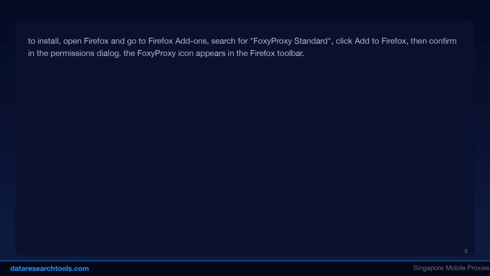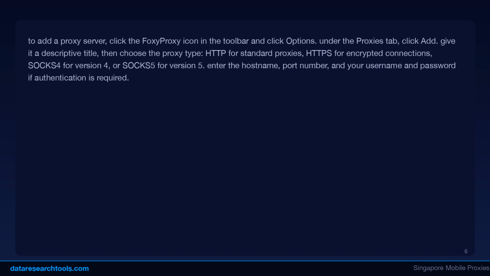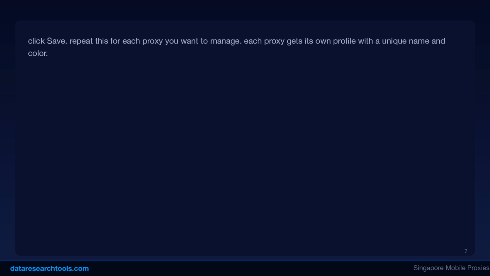To add a proxy server, click the FoxyProxy icon in the toolbar and click Options. Under the Proxies tab, click Add. Give it a descriptive title, then choose the proxy type: HTTP for standard proxies, HTTPS for encrypted connections, SOCKS4 for version 4, or SOCKS5 for version 5. Enter the hostname, port number, and your username and password if authentication is required. Click Save. Repeat this for each proxy you want to manage. Each proxy gets its own profile with a unique name and color.